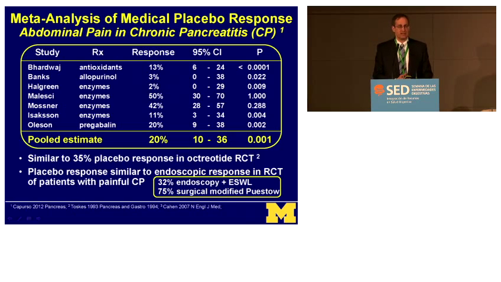Now, this systematic review shows the placebo response in medical treatment for pancreatic pain with a pooled estimate of 20% and a confidence interval of 10 to 36. This is very similar to the 35% placebo response reported in the study by Toscas and colleagues for octreotide in a randomized controlled trial, though this only remains in abstract form. It's also interesting that this placebo response is similar to the endoscopic response in the randomized controlled trial of patients with painful chronic pancreatitis by Kane and colleagues.